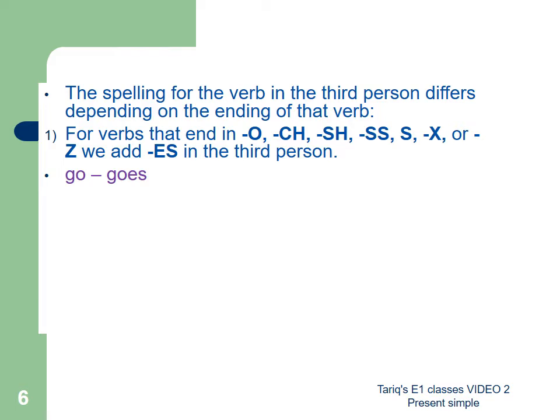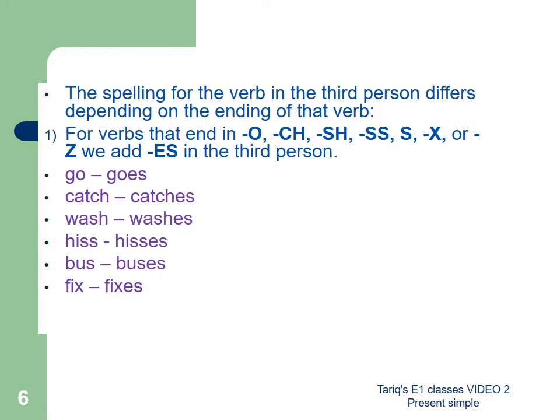Have a look at the list of the next words. Have a look at these words and see if you can spot what I've done to the words. So catch ends in the letters CH, so we must add ES. Wash ends in SH. Hiss ends in SS. Bus ends in S. And fix ends in X. So we must make the changes there, which is simply to add the letters ES.